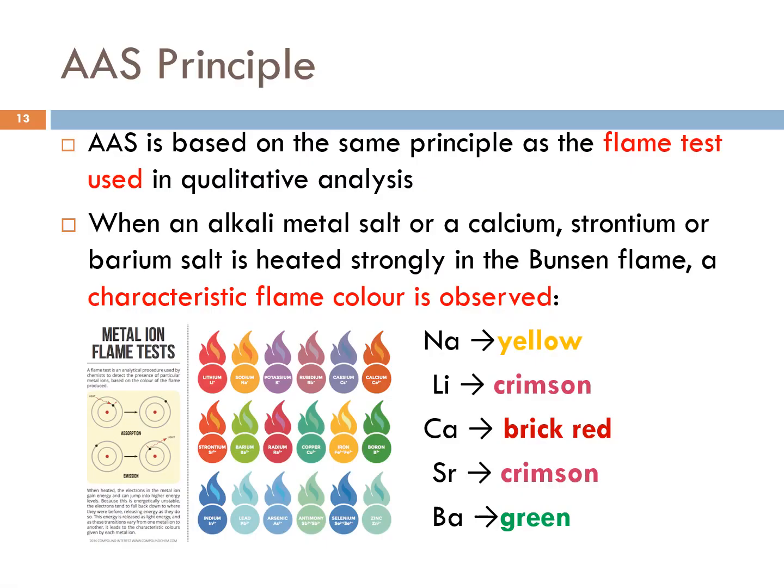Okay, AAS, principle. AAS is based on the same principle as the flame test used in qualitative analysis. Bila alkali metal salt or calcium, strontium or barium salt is heated strongly in a Bunsen flame, a characteristic flame color is observed. For example, bila ada sodium, the flame color will be yellow. Lithium crimson, calcium brick red, strontium crimson juga, barium, the green flame will be observed.